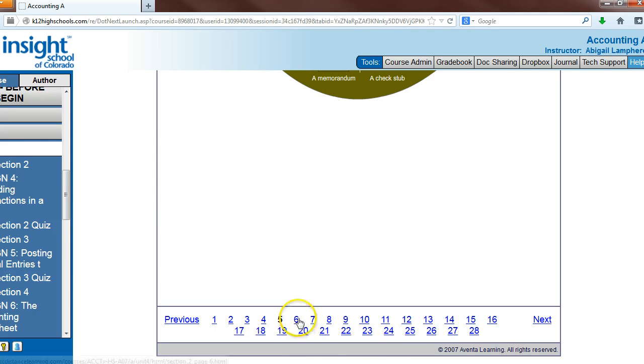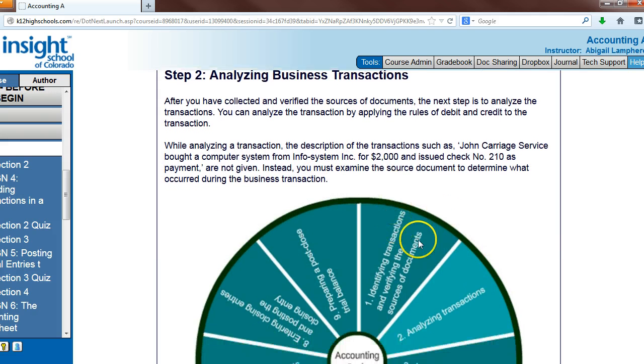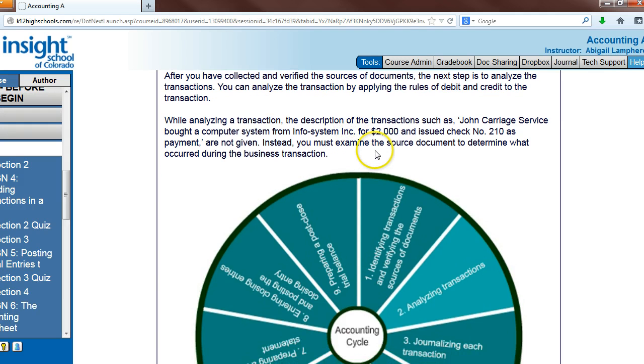Okay, moving on. So that was step one. We identified the transaction and verified sources of documents. So we know that we need to have a document or a source for each transaction that our business has. After we've collected and verified the source of documents, the next step is to analyze the transactions. You can analyze transactions by applying the rules of debit and credit, so what we've already done, to the transaction.